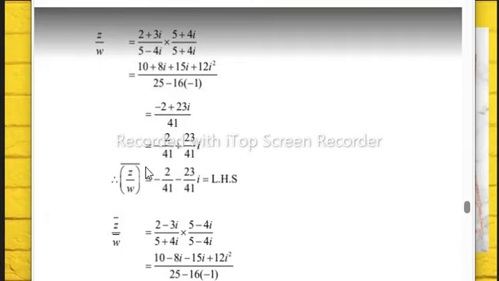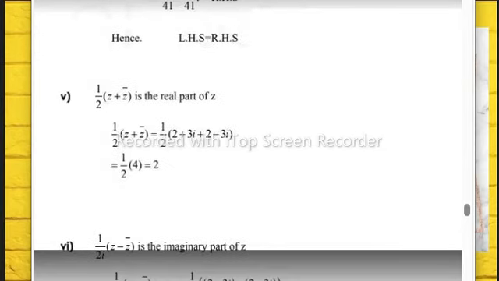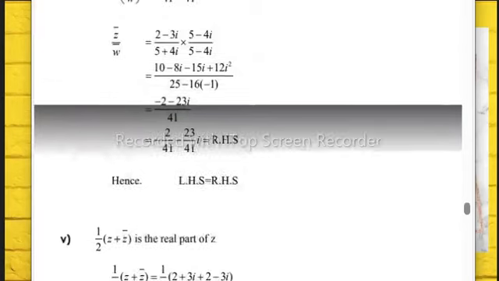When we take the conjugate of z upon w, then the plus sign will be shifted into minus sign, which is the value of the left hand side. Now we move towards the right hand side. In the right hand side we first take the conjugate of both terms.